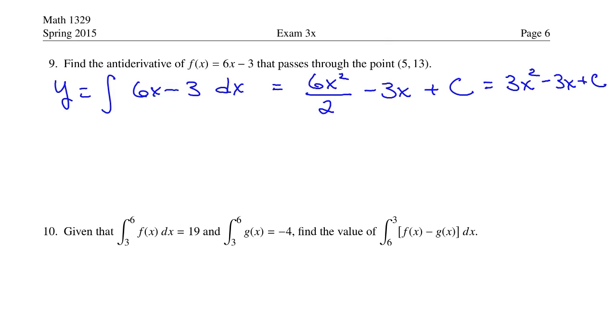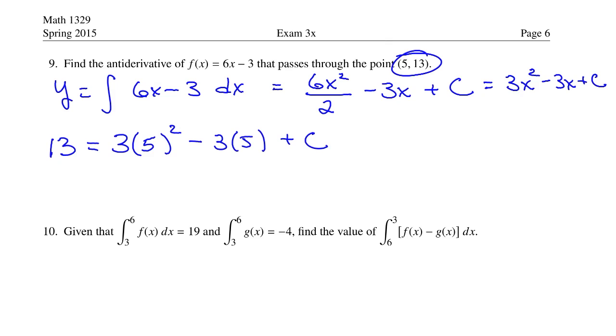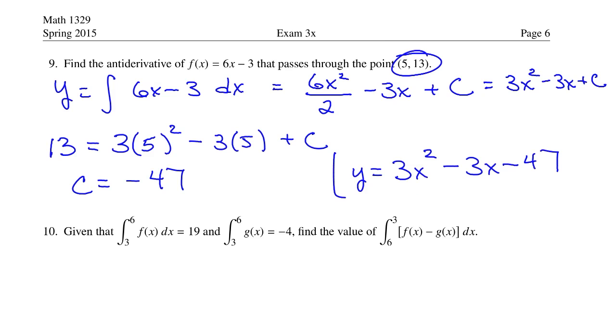Now we need to find the value of c so that the equation satisfies the point (5, 13). So y is 13, and then I'm going to plug in 5 for x. And once you do that and solve for c, you get c is equal to negative 47. So the antiderivative that passes through that point is y equals 3x squared minus 3x minus 47.